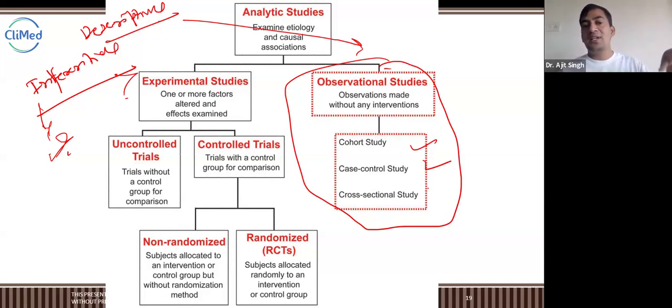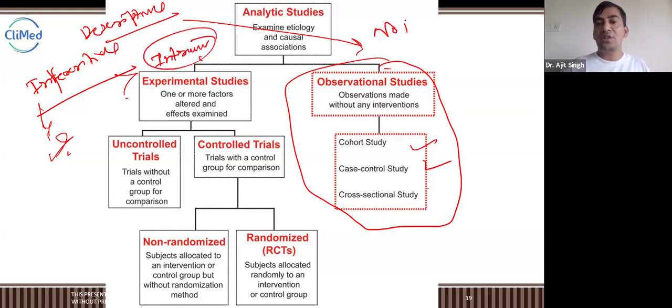That is different. But in experimental studies, another major characteristic is intervention. Right, you will have intervention here, you will have no intervention this side. Intervention means experimental, where one or more factors are altering the major effect. Based on that, there are uncontrolled clinical trials where there is no control, where there are no specific arms for which patients take what treatment. Control trials means there is a treatment, there are cases. And in the control trial also there are two types, randomized and non-randomized.